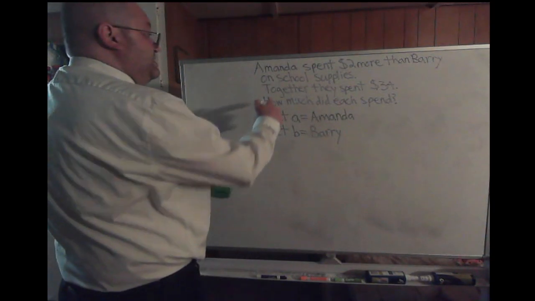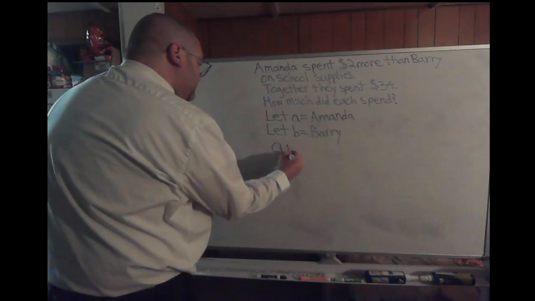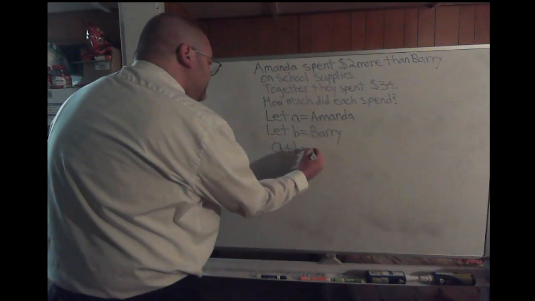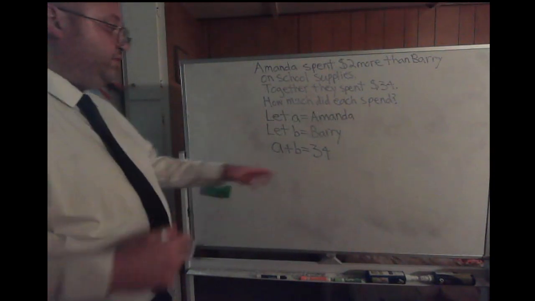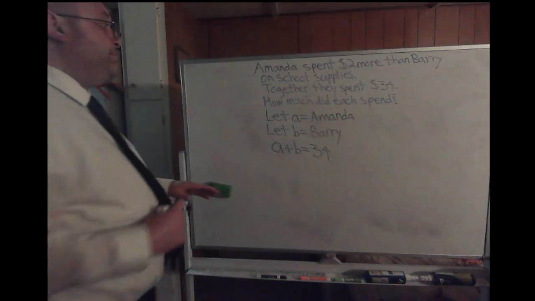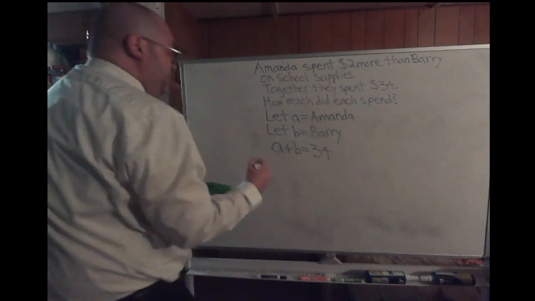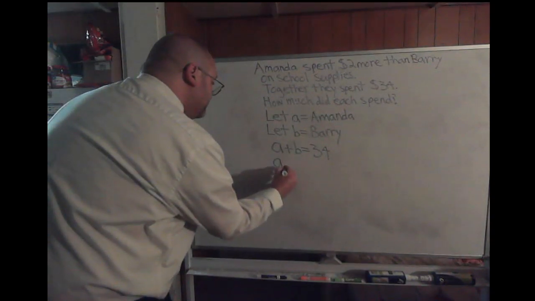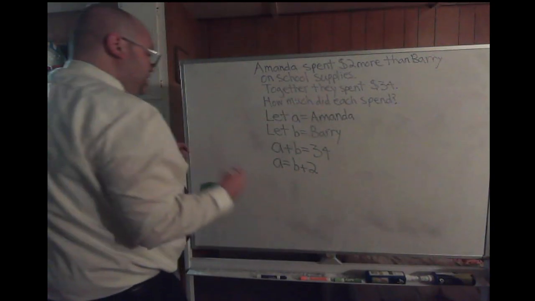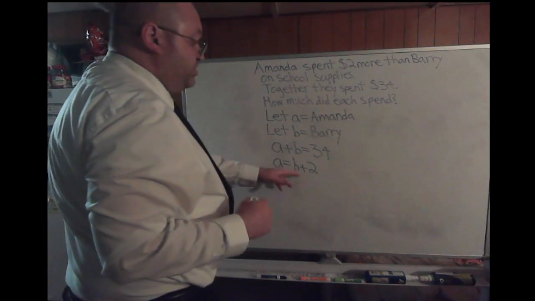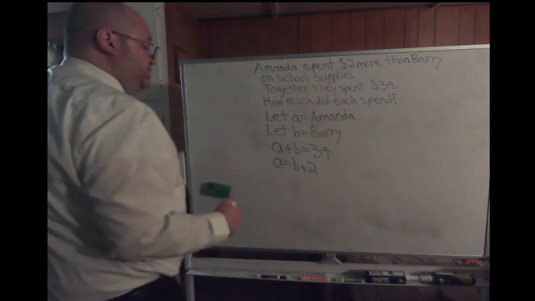Second sentence tells us that together they spent $34. So Amanda A plus Barry B, together they spent $34. So A plus B equals 34. That's what you would get to start with. Go back to the first sentence. Amanda spent $2 more than Barry. So the amount Amanda spent is going to be equal to Barry's amount plus 2. So she spent $2 more than Barry, so it equals Barry's plus 2. A equals B plus 2.